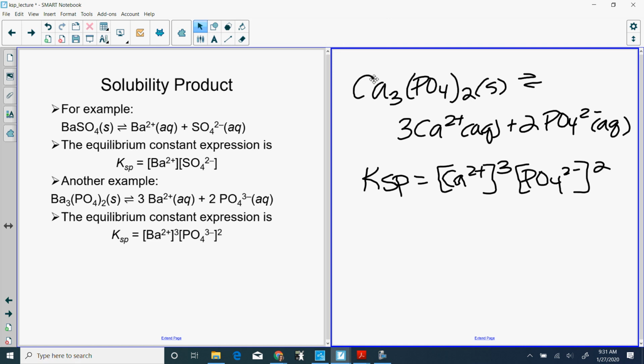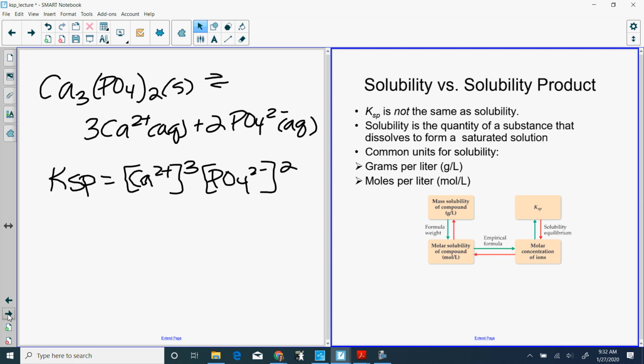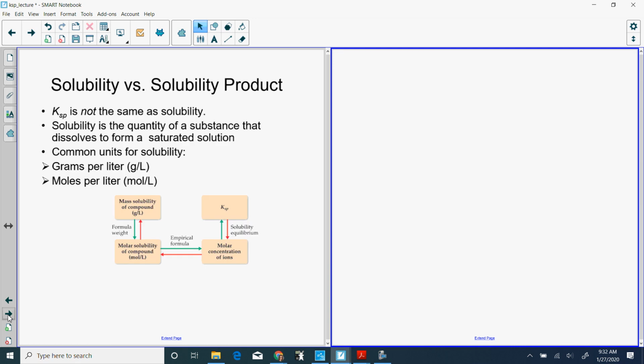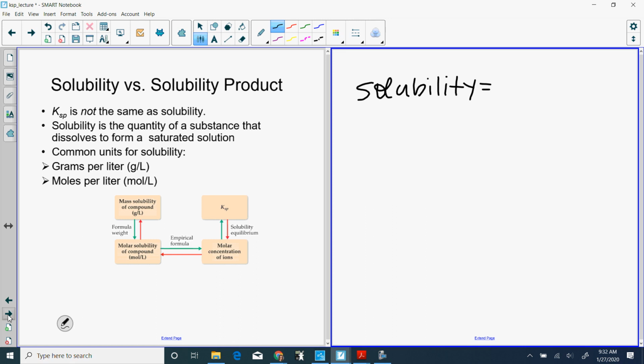There's a vocab word that's super imperative to solving these, and it's called the solubility. Solubility is like a synonym for dissolving. If something is soluble, it dissolves. If it has a lot of solubility, that means it dissolves very easily. If it has low solubility, that means that it's going to lie left. It does not dissolve. Okay? It's not the same as KSP.